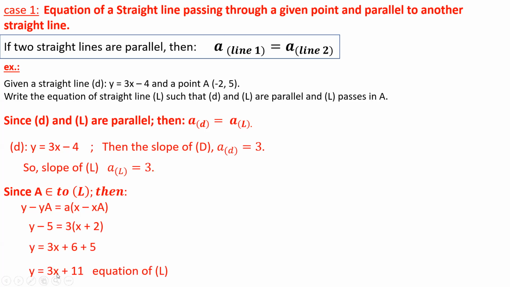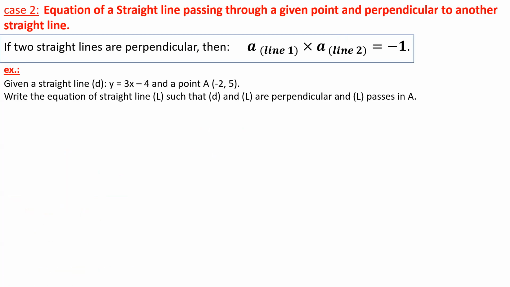If you look at the equation of line L and the equation of line D, here the slope of line D is 3 and the slope of line L is 3. Now, in case 2, how can we write the equation of a straight line passing through a given point and perpendicular to another straight line?